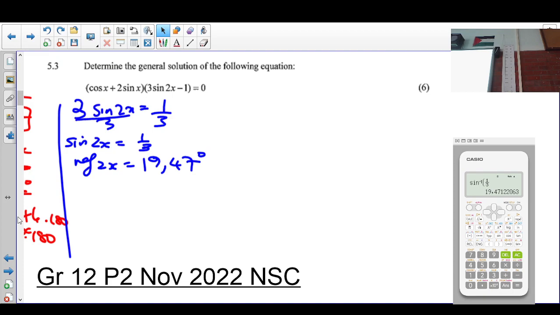Which quadrant is sine positive? In 1 and 2. Sine is positive in 1 and 2. So let's go with quadrant 1. How do we get into quadrant 1?